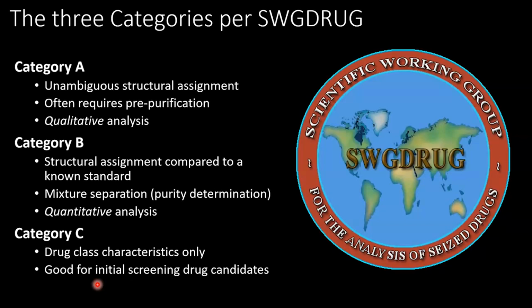Final category is Category C. This provides information about drug class characteristics only, and it's particularly good for initial screening of drug candidates, as well as just trying to figure out what further analyses you want to do. So particularly given that Category A and Category B are more expensive in terms of cost and time, Category C allows you to quickly assign what your illicit compound may be.